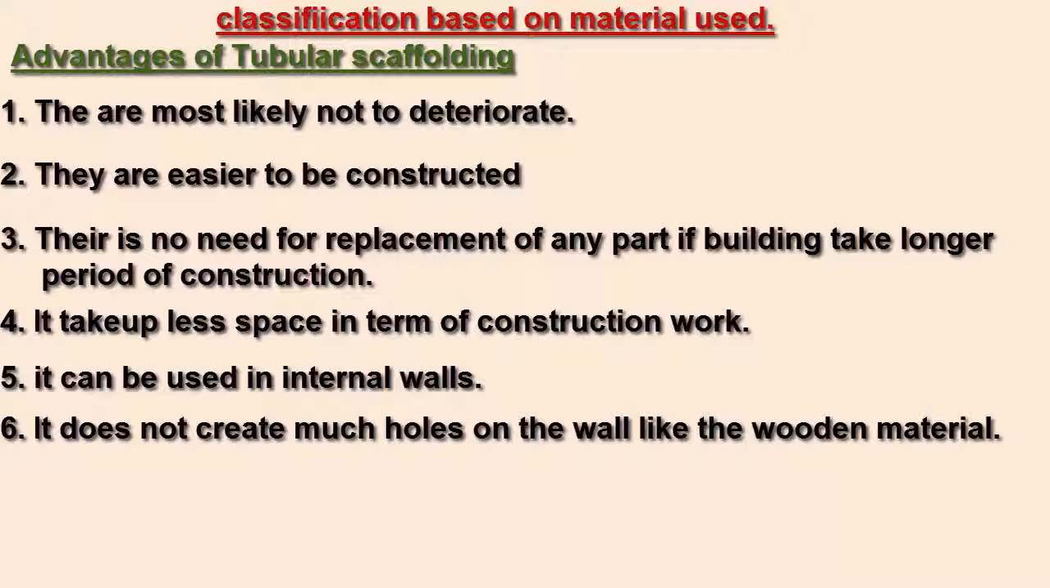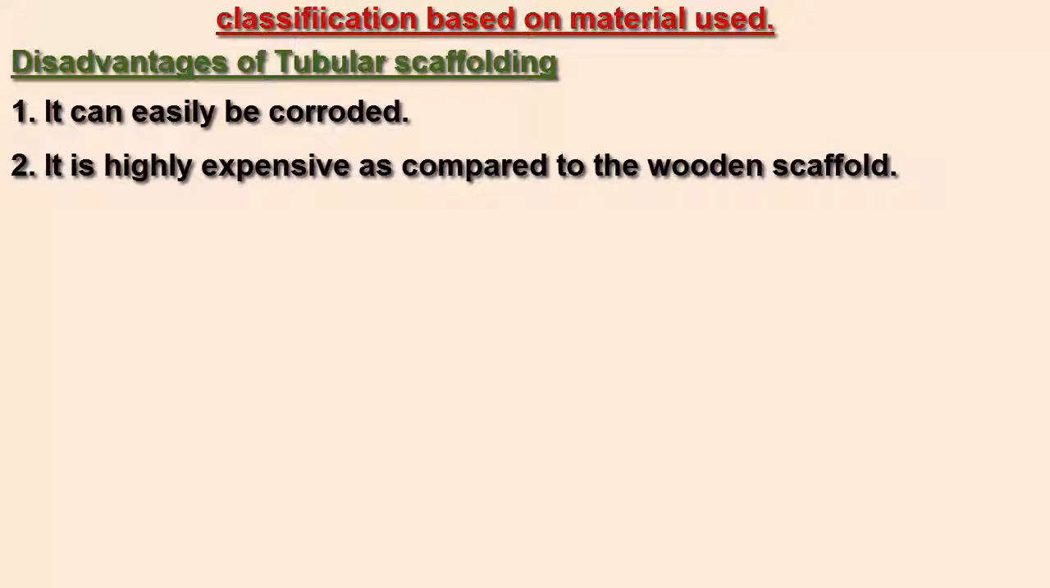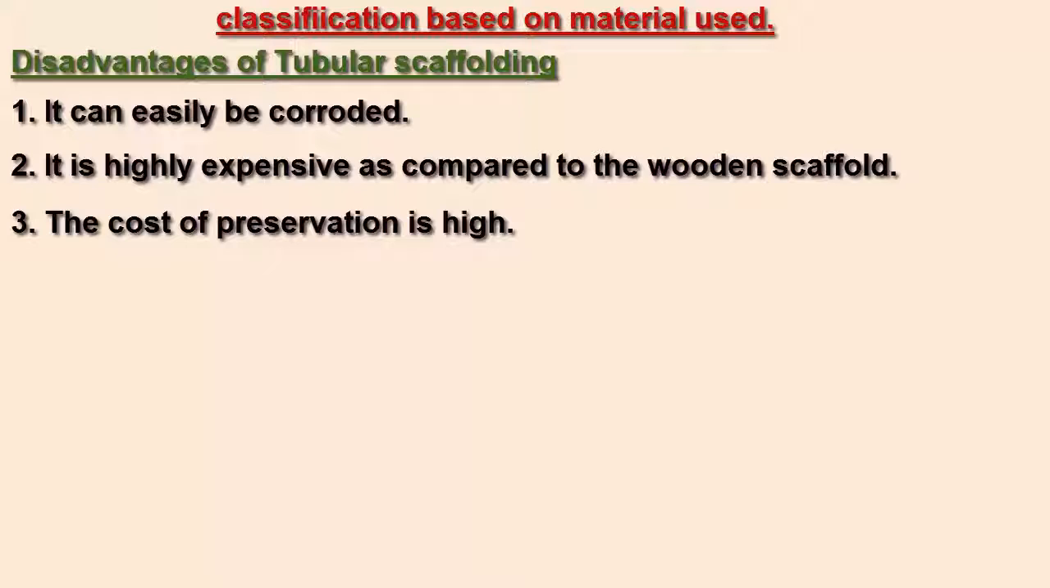The disadvantages we have for tubular scaffolding: one, it can be corroded. It can easily be corroded if it is not well lubricated. The second one, it is highly costlier than the wooden type. Number three, the cost of preservation of the tubular scaffolding is another disadvantage.